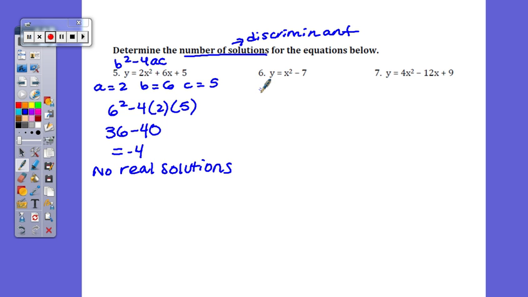This one's a little bit different. We haven't seen this. This is y equals x squared minus 7. I'm going to rewrite this, and you're going to see how I rewrite this. x squared plus 0x minus 7. You still need to include that middle term, that b term.